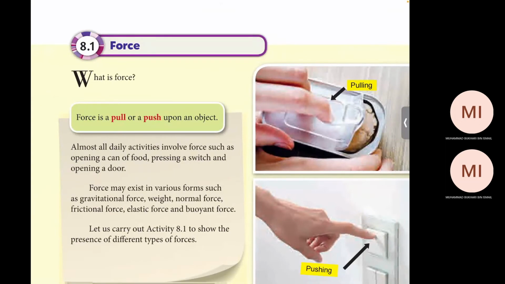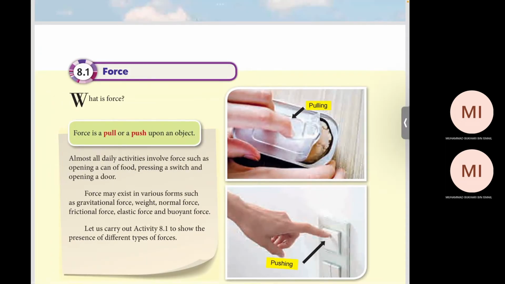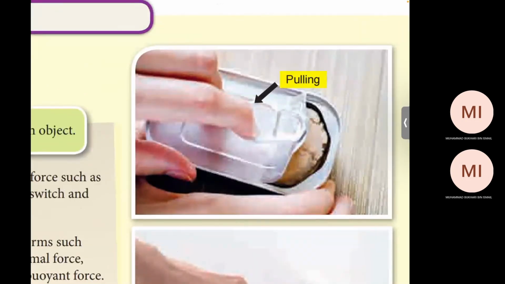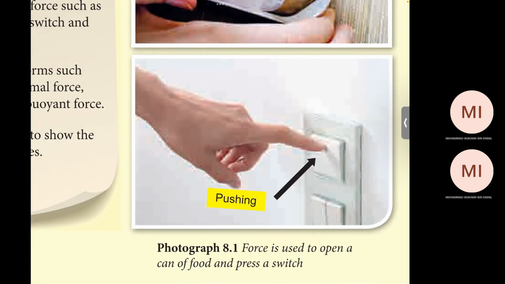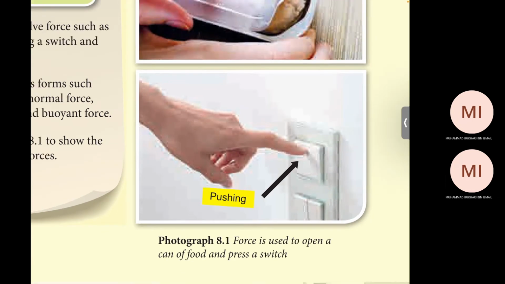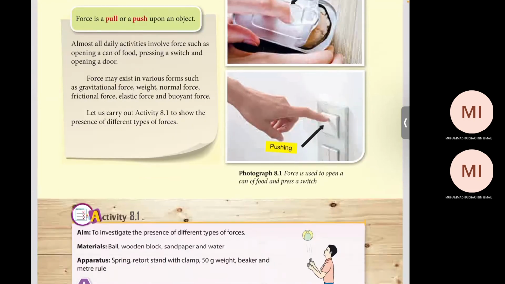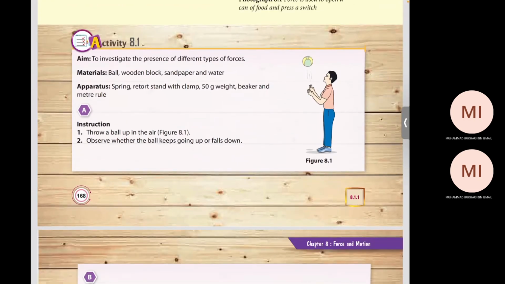Okay, so we look at this diagram or photo. In the first photo, what do you see? Pulling. Okay, you open a can, you pull the lid. And then the next one, push the switch, right? Okay, so those are examples of force. Very simple.